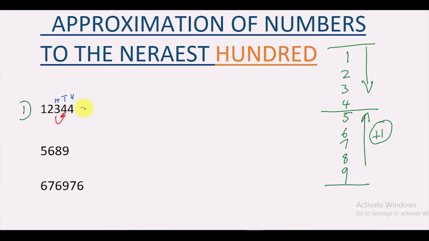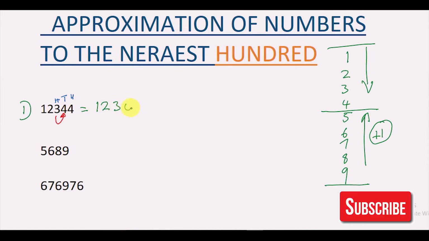My answer here will be 1, 2, 3, 0, 0. Are we all seeing this? Because this 4 means round down, and round down means you won't add anything. Change it to 0 and leave the number that follows that 100 the same way it is. So 1, 2, 3, 0, 0.